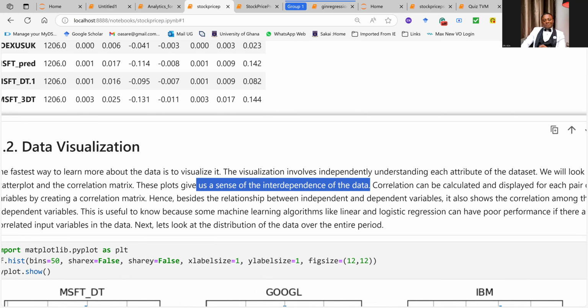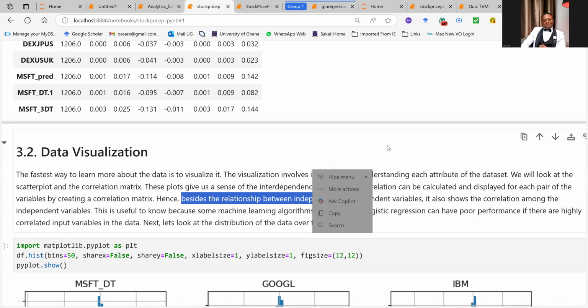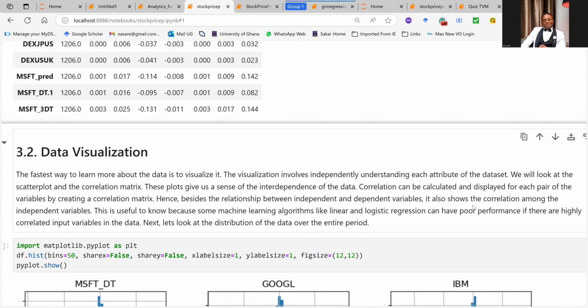Correlations can be calculated and displayed for each pair of the variables by creating a correlation matrix. Besides the relationship between the independent variables and the dependent variable, it can also give you a relationship between independent variables, so that in case some variables are multicollinear, it can depict that. Very useful because in some machine learning algorithms like linear regression and logistic regression, you can have very poor performance if there are highly multicollinear variables. That statement I put, highly correlated input variables, is the same as highly multicollinear variables.